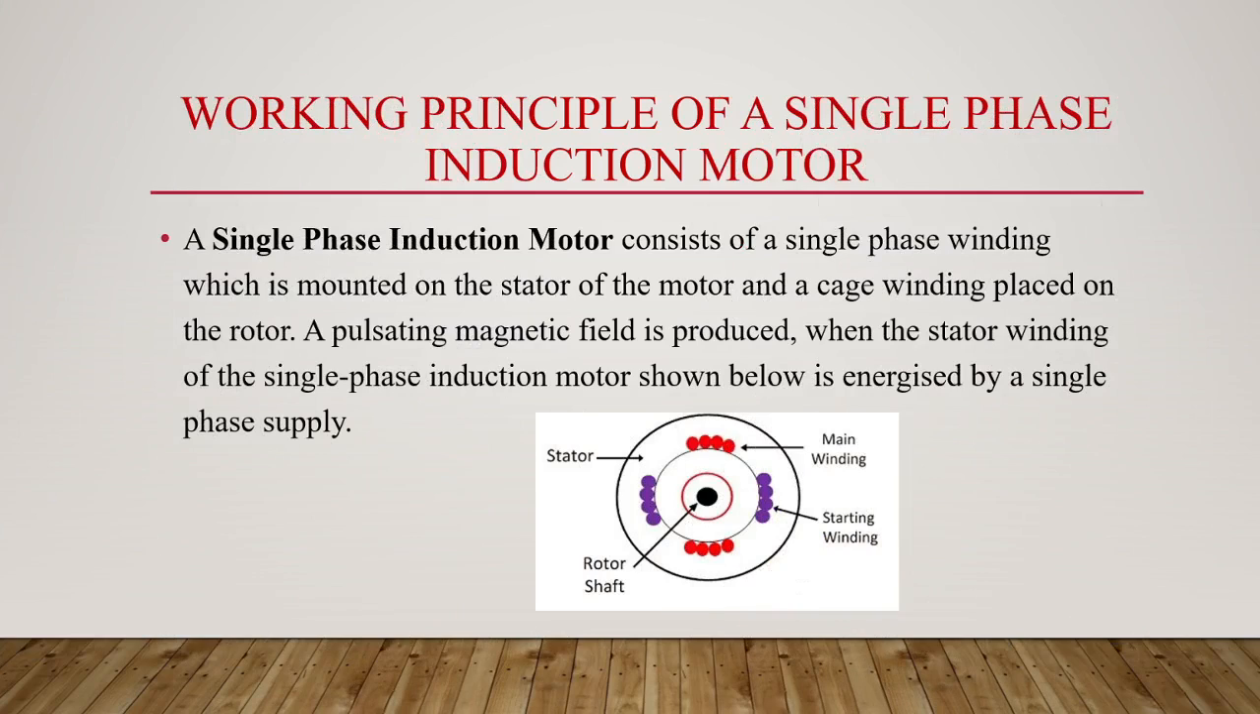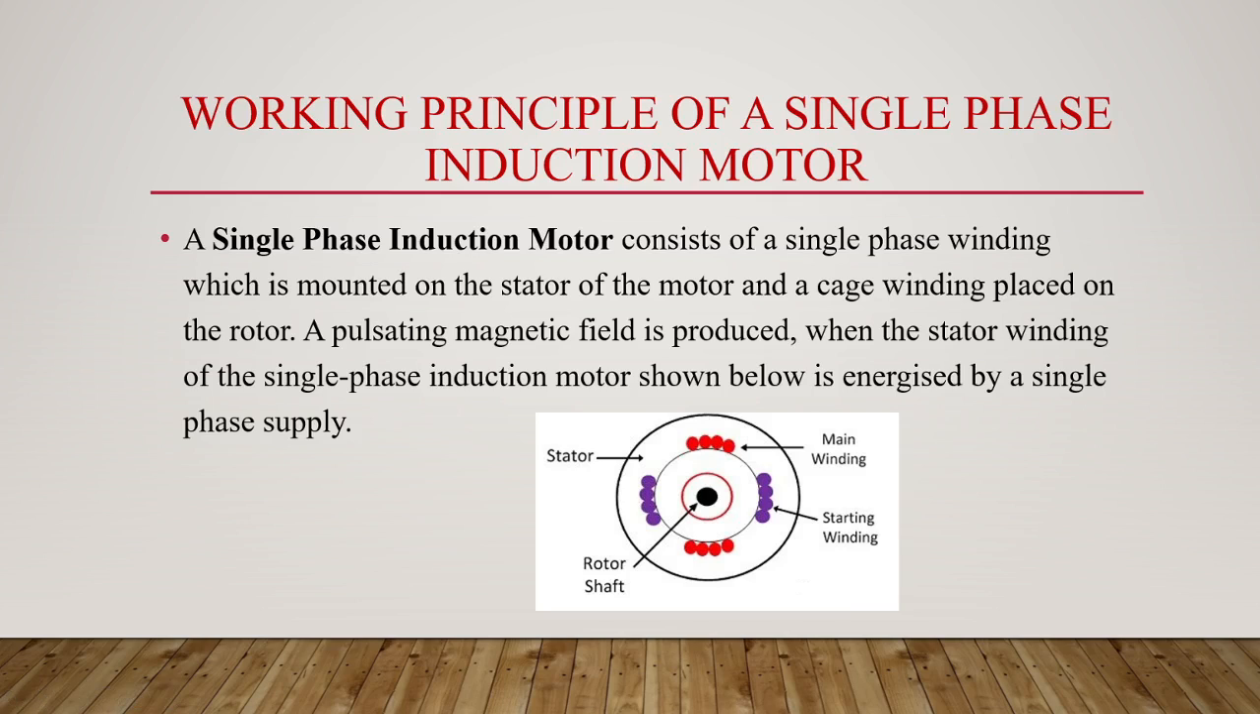So let us see the working principle of the single phase induction motor. A single phase induction motor consists of a single phase winding which is mounted on the stator of the motor and a cage winding placed on the rotor. The outer part is the stator and inside is the rotor. This is the rotor shaft, this is the starting winding, and this is the main winding.